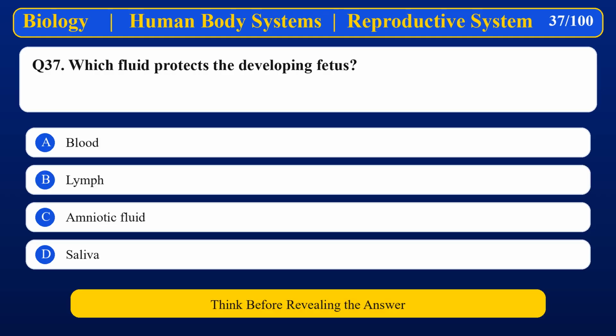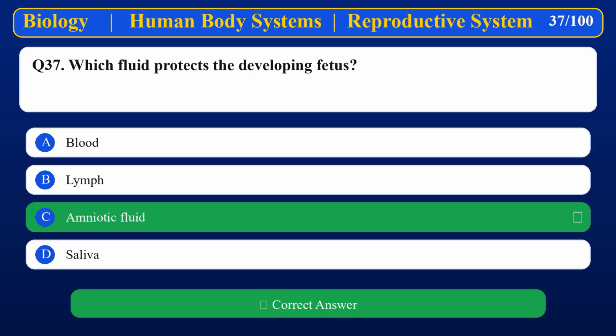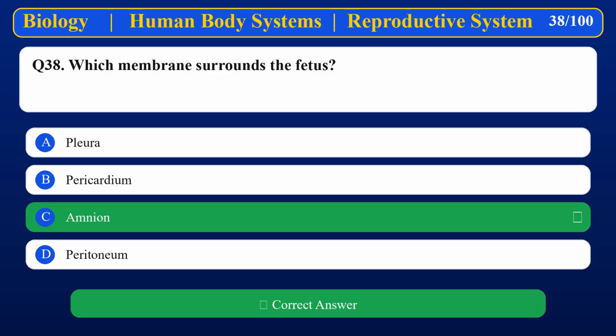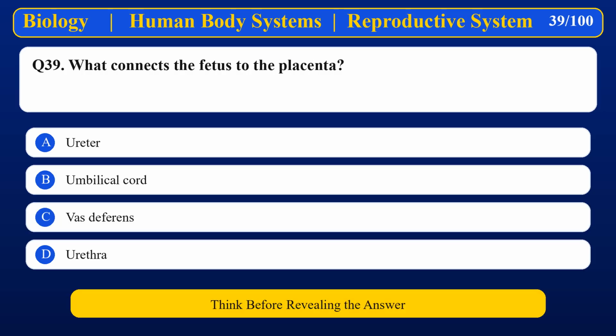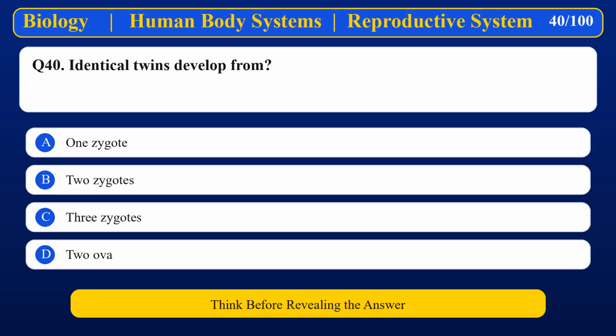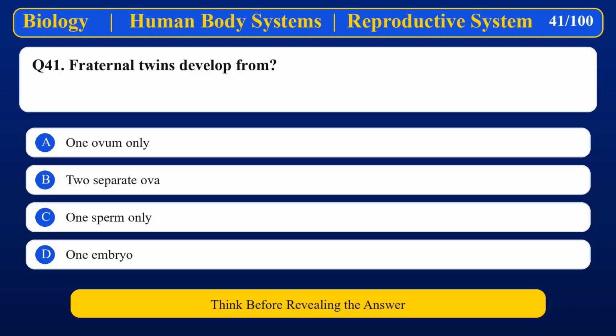Which stage follows the embryo stage? Fetus. Which fluid protects the developing fetus? Amniotic fluid. Which membrane surrounds the fetus? Amnion. What connects the fetus to the placenta? Umbilical cord. Identical twins develop from? One zygote.